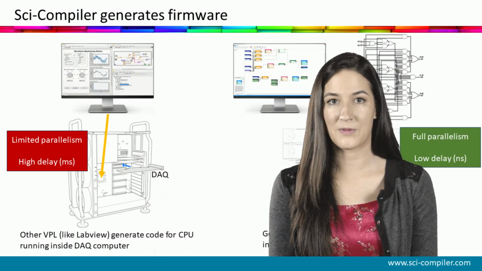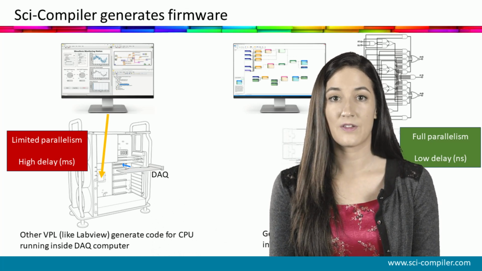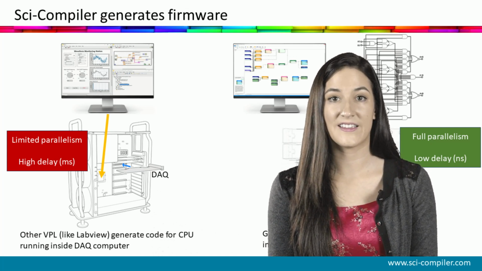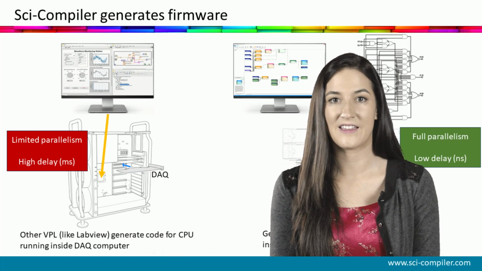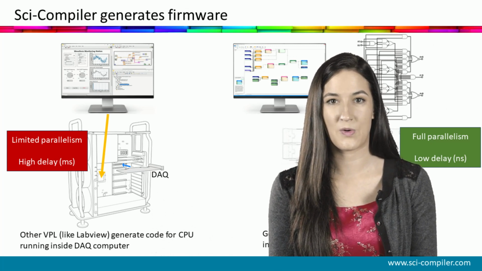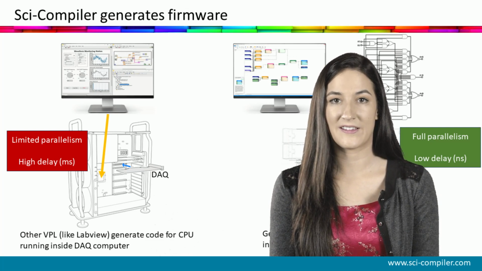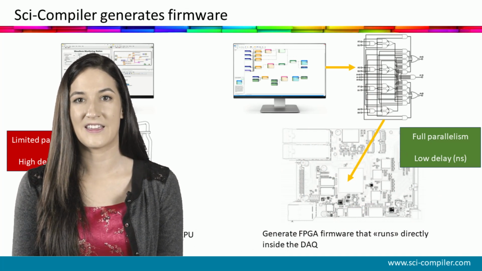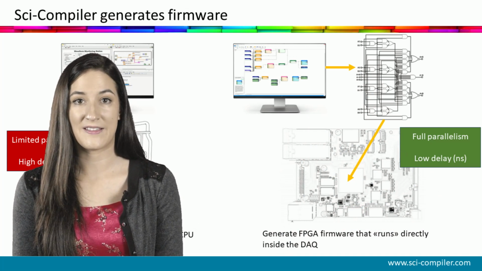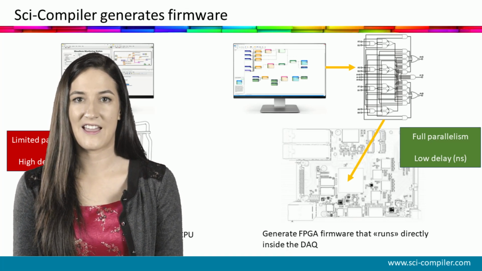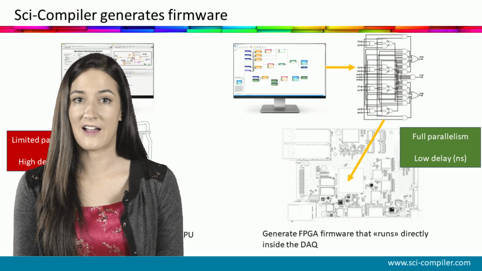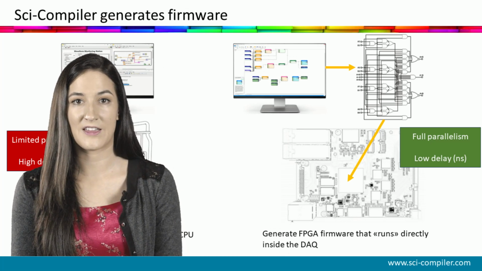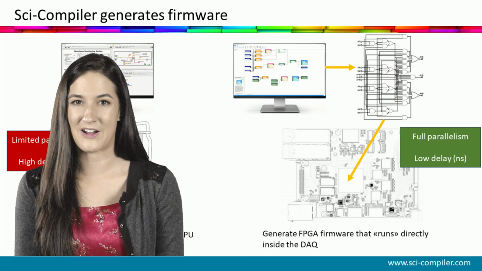Sci-Compiler is very different from other visual programming software such as LabVIEW. LabVIEW typically generates software that runs on the PC in which the DAQ is inserted, processing data in near real time. The DAQ is limited to digitizing the data, while it is the acquisition PC's CPU that processes them. Sci-Compiler generates firmware that directly processes the data within the DAQ in strict real time. This means that it can fully exploit the parallelism of the FPGA, with a computing capacity much higher than that of the PC, and have delays in producing the processing result on the scale of nanoseconds rather than milliseconds, as happens with software running on a PC.